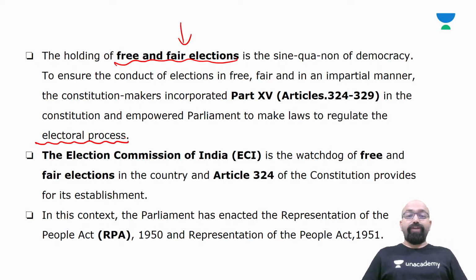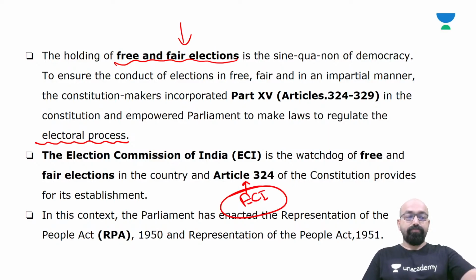So the Election Commission of India is the watchdog of free and fair elections in the country, and Article 324 of the constitution provides for its establishment. Article 324 deals with the Election Commission of India. Now in this context, the Parliament has enacted the Representation of the People Act 1950 and 1951.